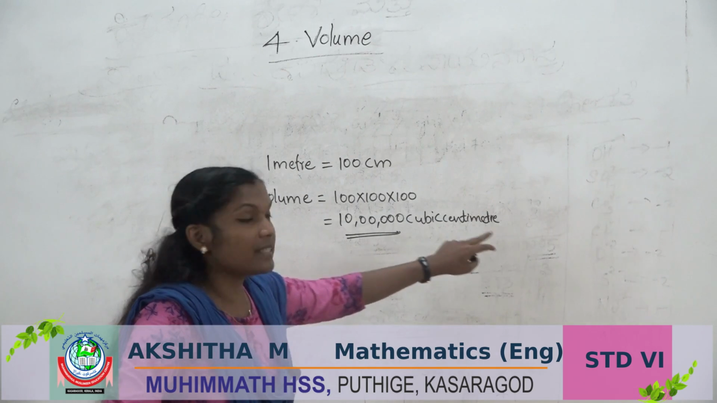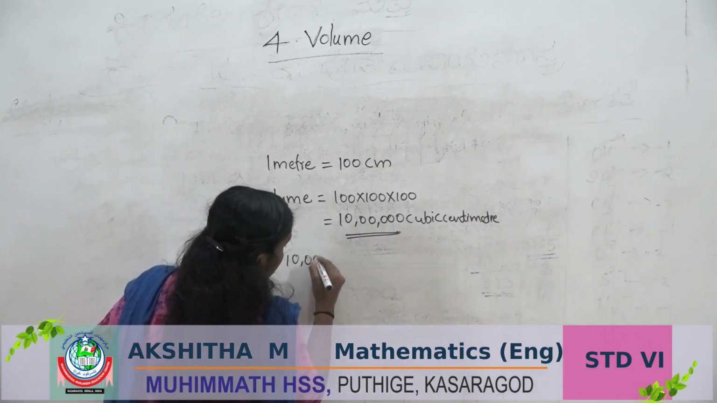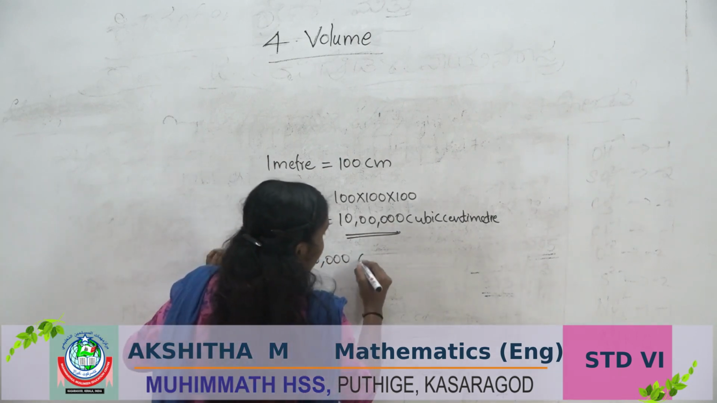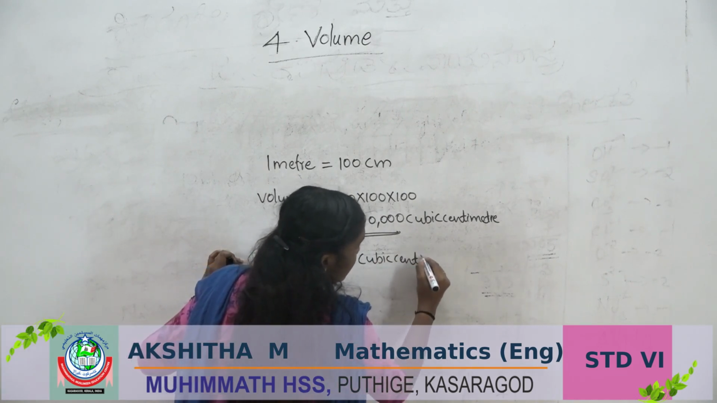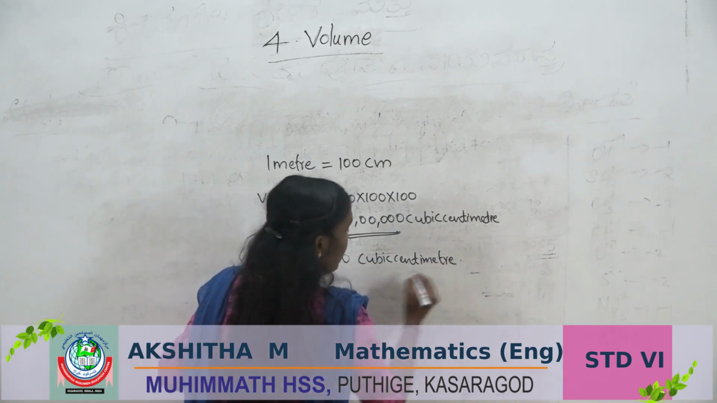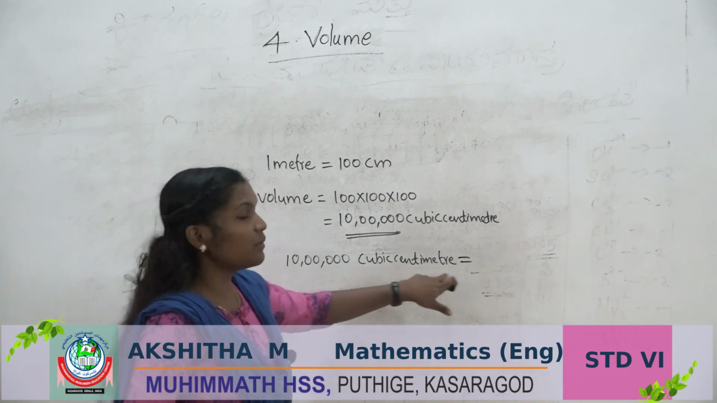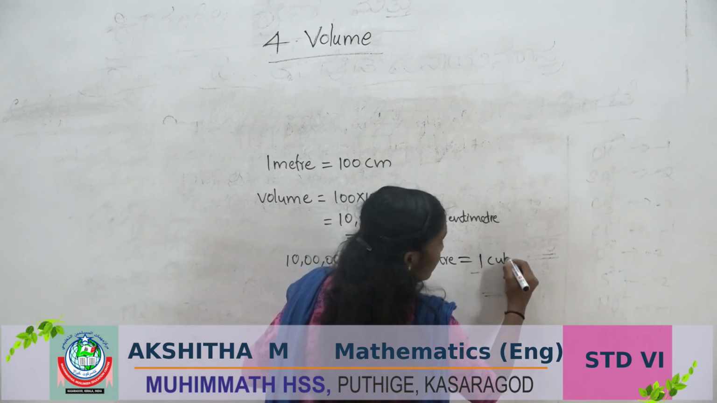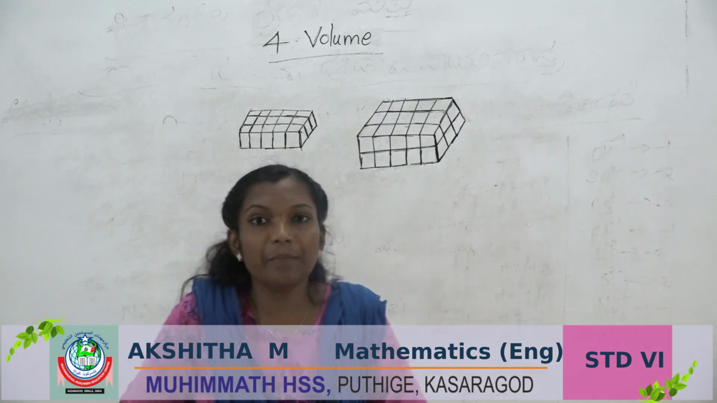10 lakh cubic centimeter we can write. 10 lakh cubic centimeter is equal to 1 cubic meter. Look at the picture on screen.